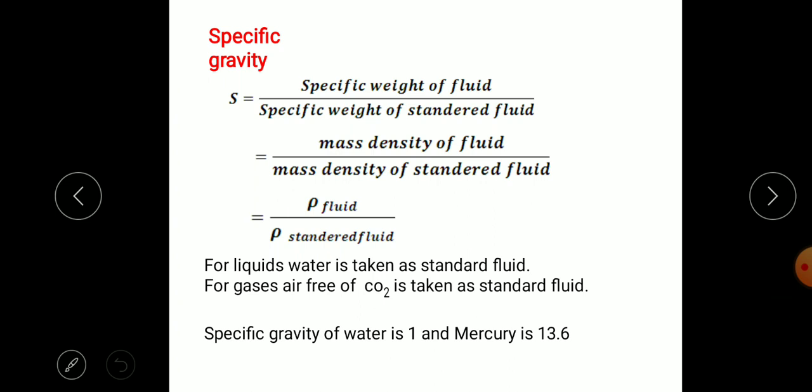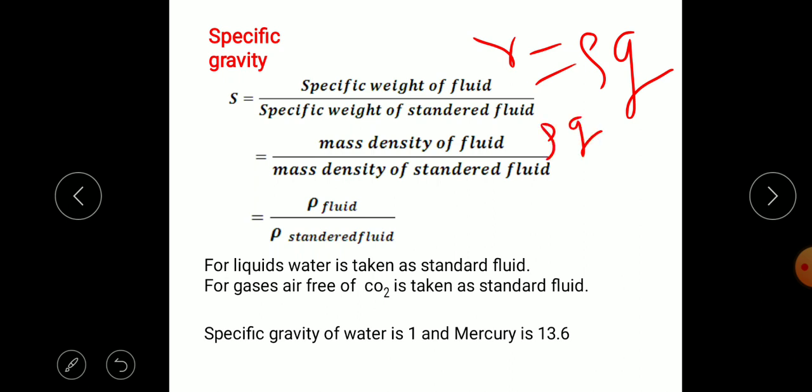Also we can write it in terms of mass density. The specific weight of the fluid is gamma is equal to rho g. So here we get rho g of the fluid upon rho g of the standard fluid. So we can cancel g. So we get mass density of the fluid upon mass density of the standard fluid. So specific gravity is the comparison between the given fluid and the standard fluid. For liquids we consider water as the standard fluid.